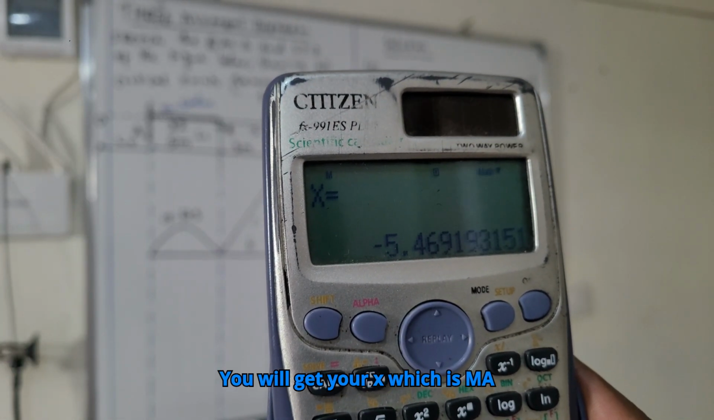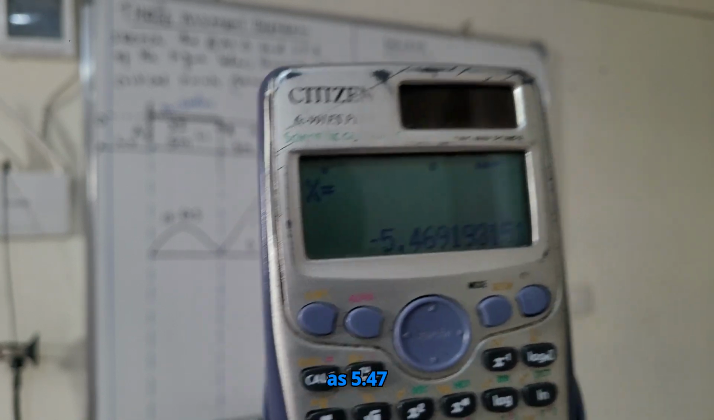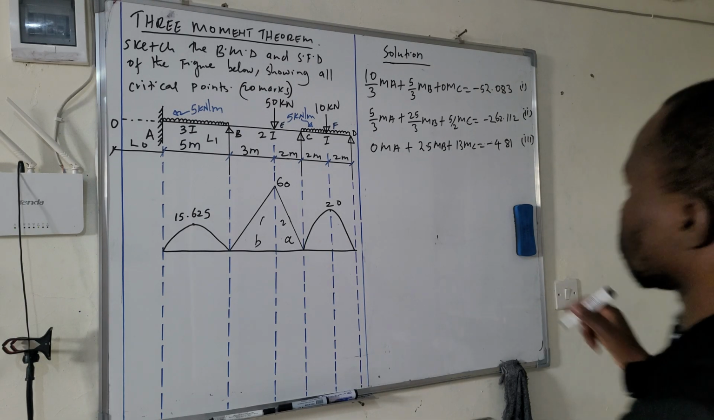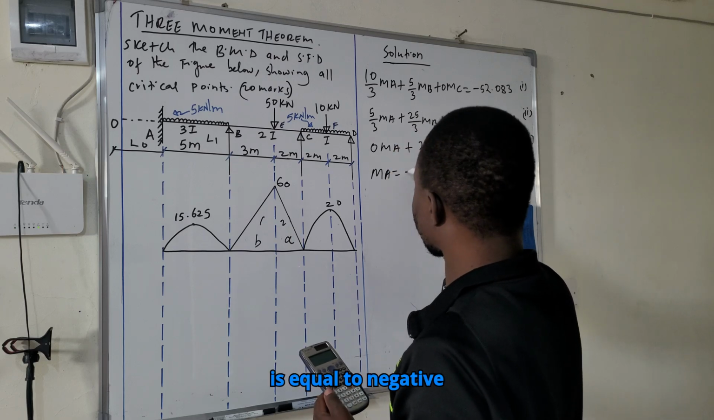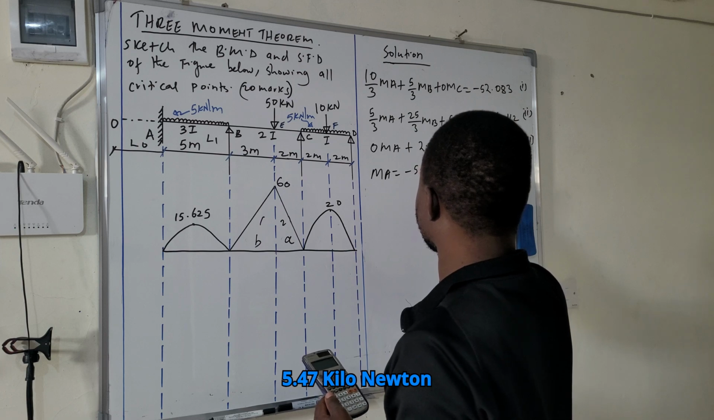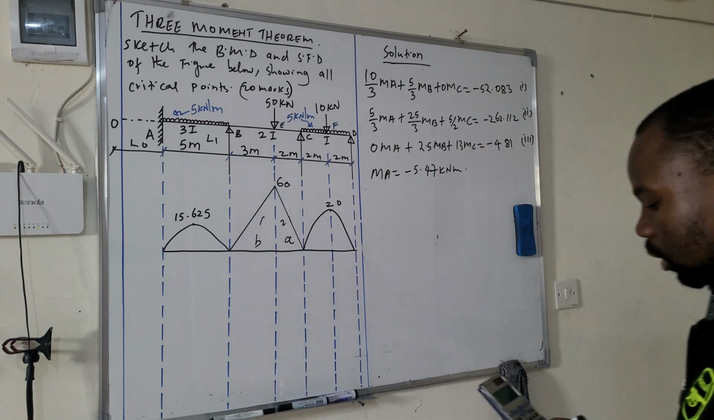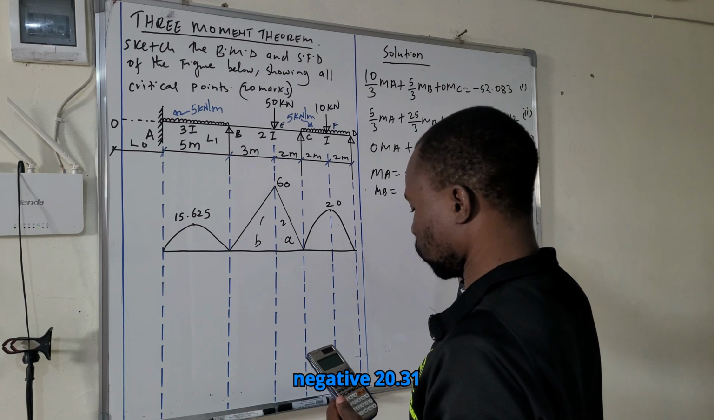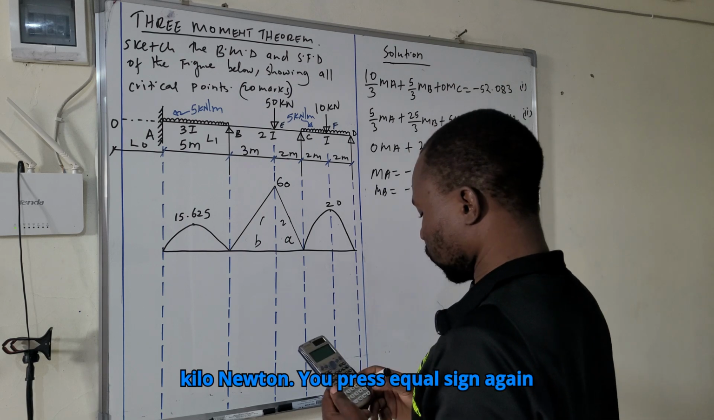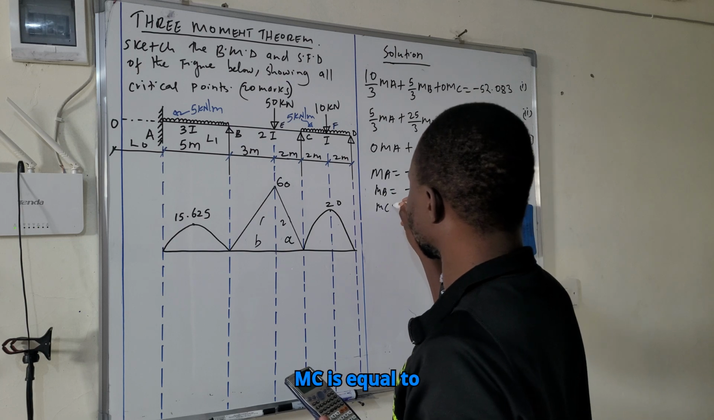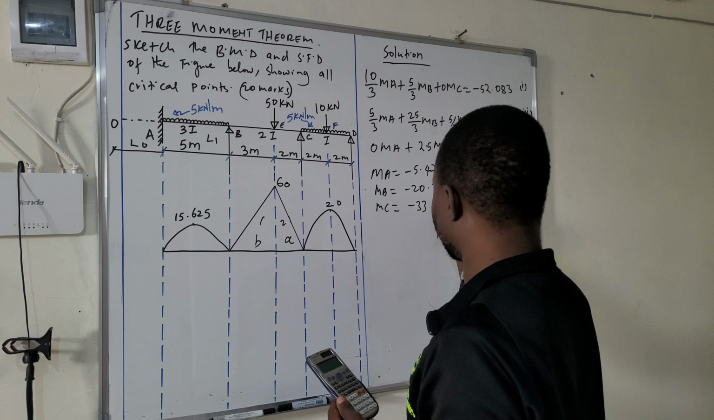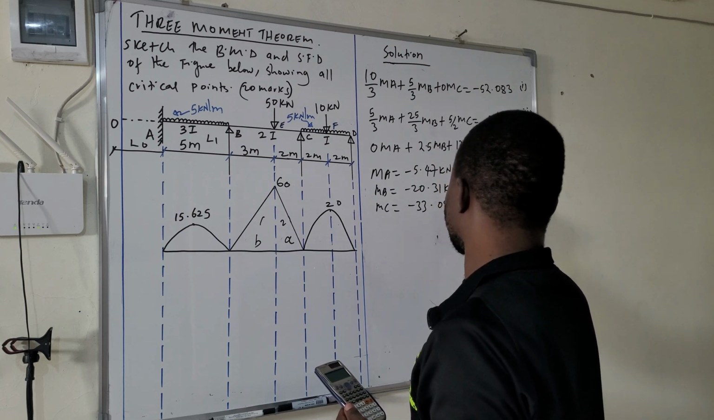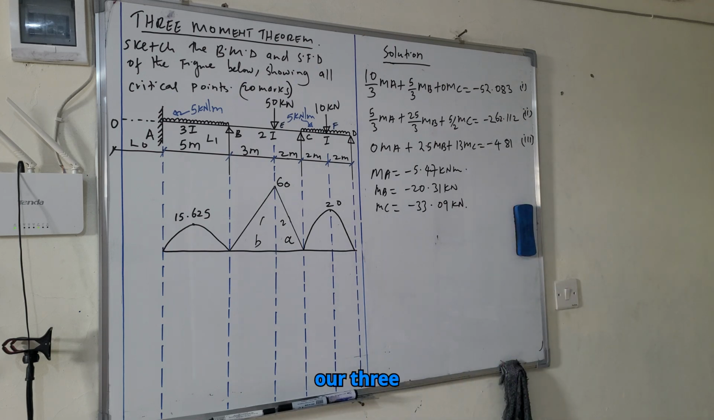You will get your x, which is MA, as 5.47. So that is MA is equal to negative 5.47 kilonewton meter. You press equal sign again to get MB. So MB is equal to negative 20.31 kilonewton. You press equal sign again to get MC. So MC is equal to negative 33.09 kilonewton. So that is our three moments for MA, MB, and MC.